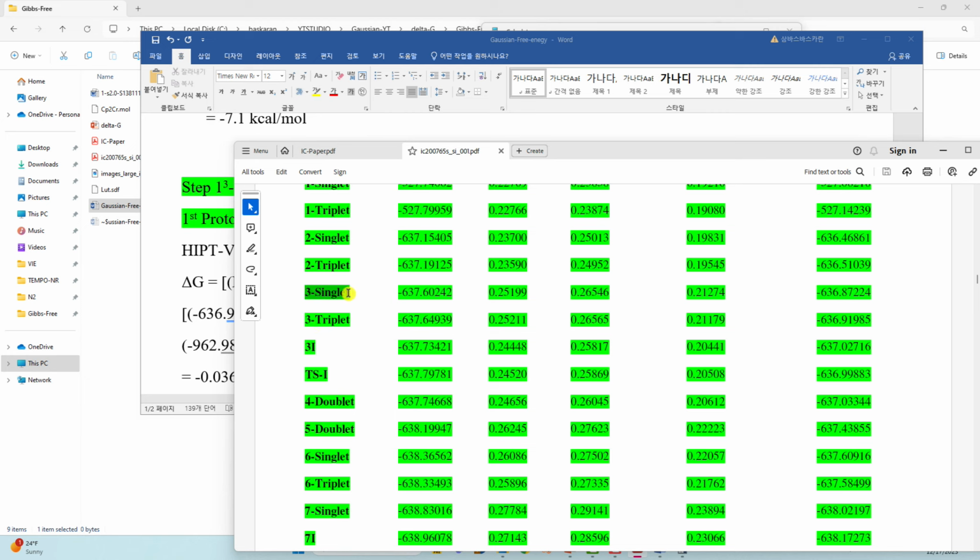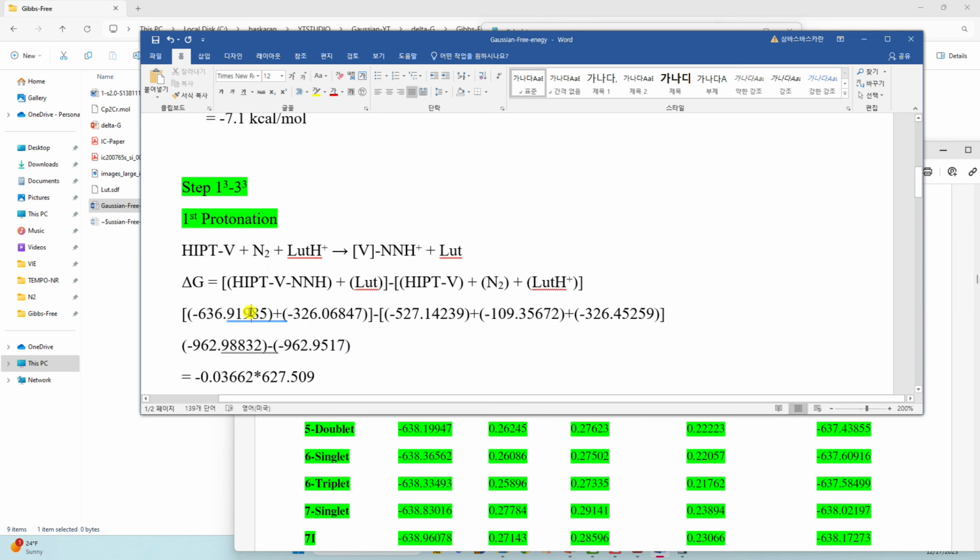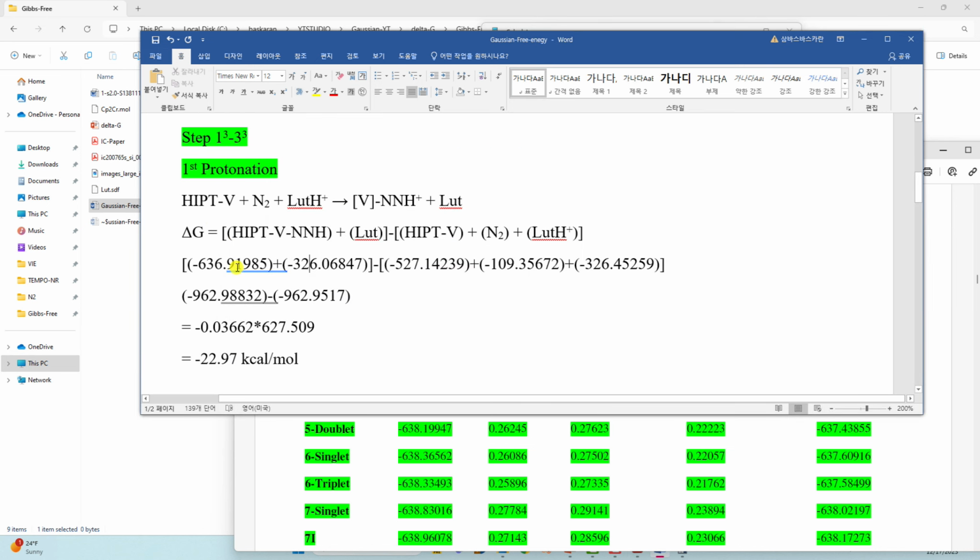We did not take the singlet, because this is the more stable one, so you can also find out the energy. The singlet one is 637.60, this is 637.64. This is more stable than that one, that's why they are using this triplet state. So here you can see 636.91985, I mentioned that energy here. So you can add these 2 energies, put them here, then take these 3 energies, put them here, and subtract.